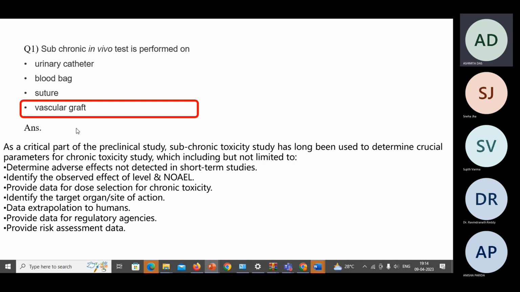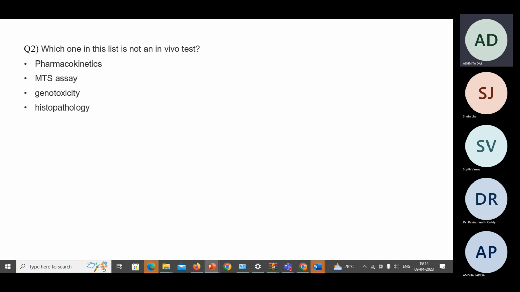So among these three, for long-term use the vascular graft is the most adeptly used. So the subchronic in vivo test should be performed on the vascular graft. Now, coming to the next question: which one of this list is not an in vivo test?